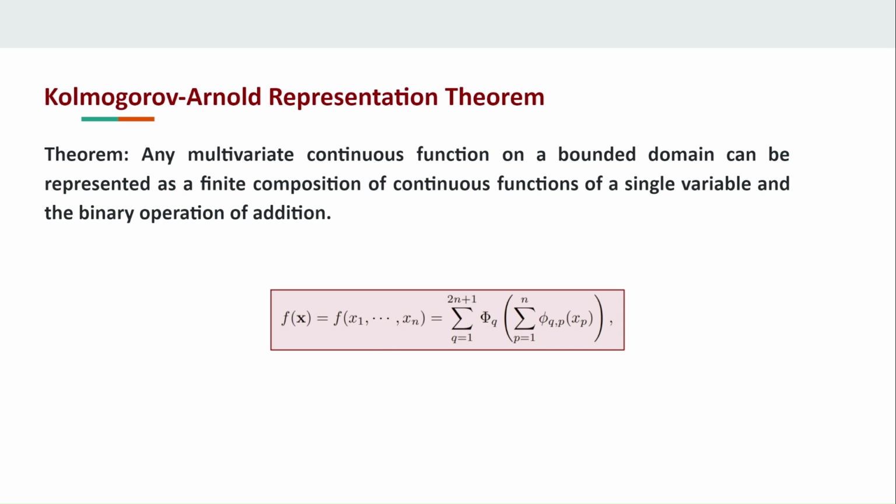And KANs leverage this theorem to construct neural networks with just univariate functions and additions on top of that. So this approach simplifies the learning of complex functions by breaking them down into simpler components, 2n plus 1 components in this case. But then these 1D functions can be non-smooth and even fractal, so they may not be actually learnable in practice. But then, of course, we assume that most functions in science and daily life are often smooth and have sparse compositional structures, and would be able to be represented using the Kolmogorov Arnold representation.